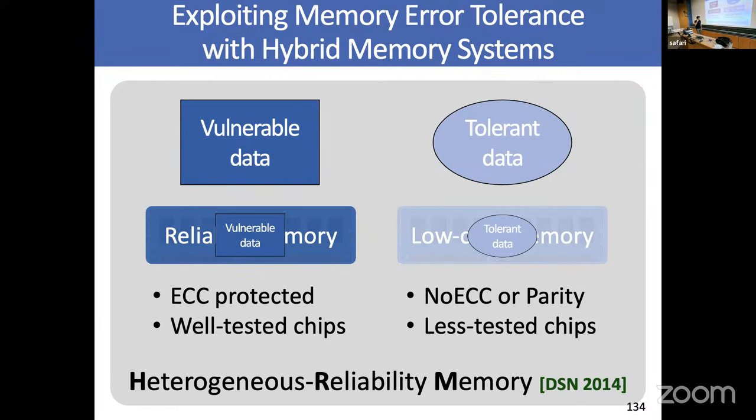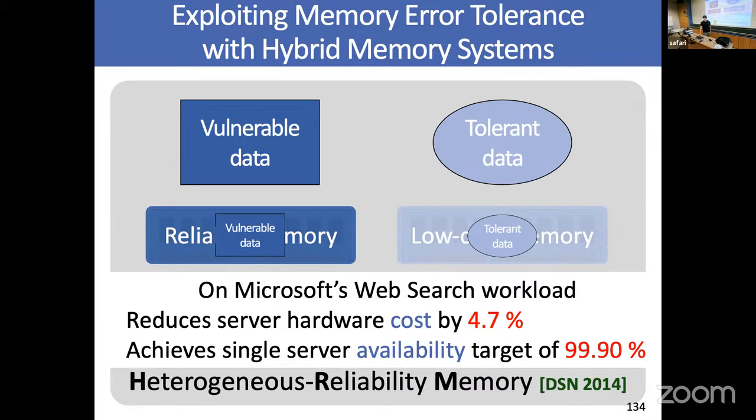And if we want to optimize our system for cost, we probably want to have the minimum amount of reliable memory that can still make my system work, and the larger amount of low-cost memory that can still make my system work, right? Well, if you understand applications and the data that they use, you can probably do that, right?